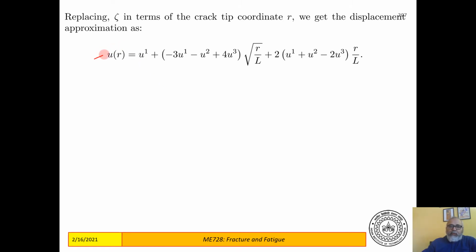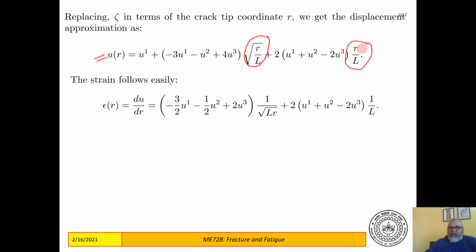We see that u_r is now a function of root r by L as well as r by L. So the choice of chi equal to 1/4 gives you a displacement that varies as root r by L and r by L, which means that your strains, which is del u del r, now vary as 1 by root (L r) and 1 by L. Okay, so as you can see, we have now got this root r variation in displacement, and this 1 by root r variation in strains and therefore in stresses for an element where the mid side node is put at the 1/4 location.